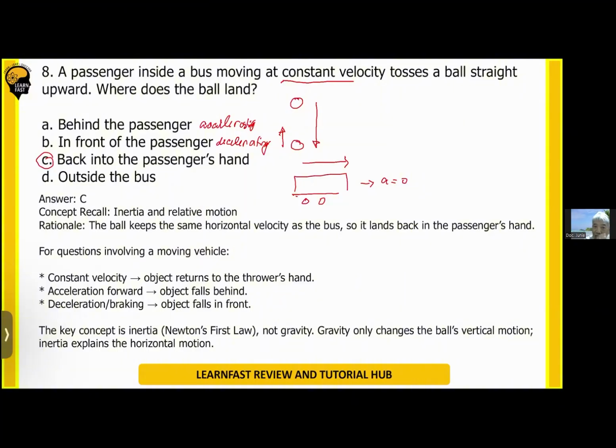Okay? So key points. Bus is moving at constant velocity. Acceleration is 0. So the ball will land exactly into the passenger's hand. Okay, so C is the answer.